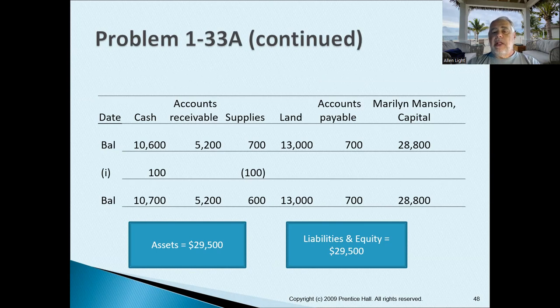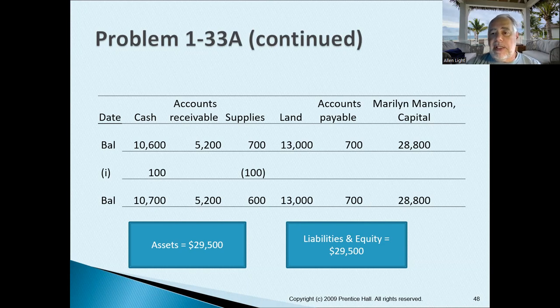Transaction I, the company returned supplies and received cash back. One asset increases cash, one decreases supplies. So we're on the same side of the equation again, except we're going to have a plus and a minus. So that's going to be a wash. So my accounting equation will stay the same.